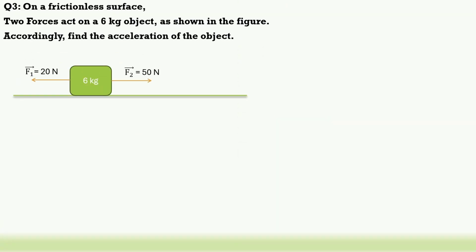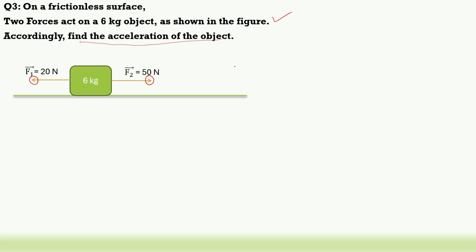Okay. Now question number 3. On a frictionless surface, again, two forces act on a 6 kg object as shown in the figure, and find the acceleration of the object. As you can see, there are two forces. These two forces are acting on the horizontal axis, but in this question, F1 is in the negative direction, F2 is in the positive direction. As you know, force is a vector quantity. The direction is important for a vector quantity.